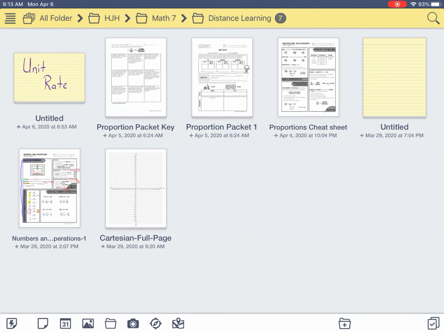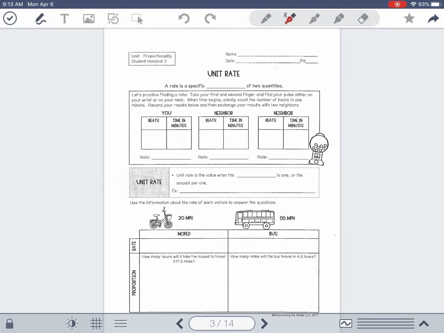So before we go back to our cheat sheet, we're going to go back to our packet. I know you all love the packets.